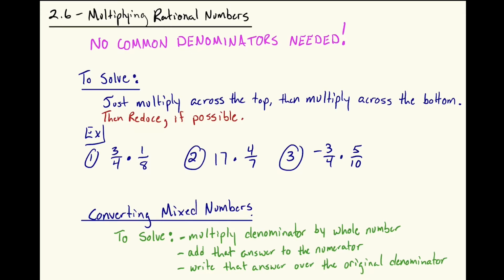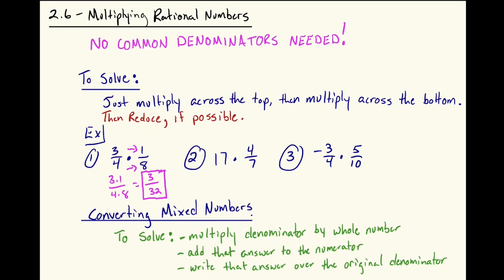Getting into our first example, we have 3/4 times 1/8. By following the rules to multiply, all we have to do is multiply across the top and across the bottom. That gives me 3 times 1 on top and 4 times 8 on the bottom. Multiplying 3 times 1, I get 3. Multiplying 4 times 8, I get 32. Now all I have to do is check to see if it can reduce. 3 over 32 cannot reduce, so that is your answer.